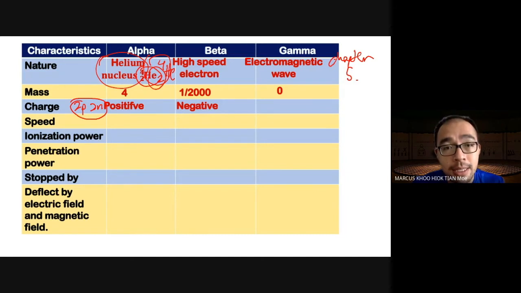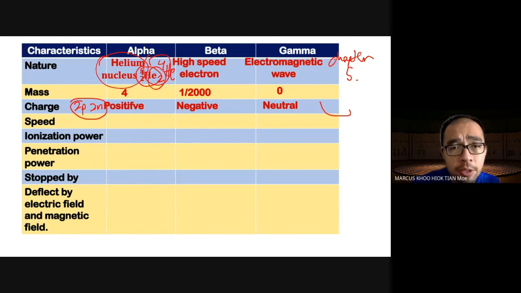Okay, and since gamma is just a wave, it's just a wave lah. Gamma ray is just a wave, it will be neutrally charged. Now this is very important because the charges will tell us that it can actually kena bengkok lah, it can actually be terpesong, but depending on what plates you are given. We'll talk about this in a while.